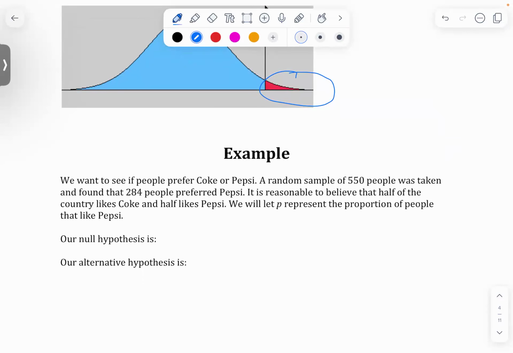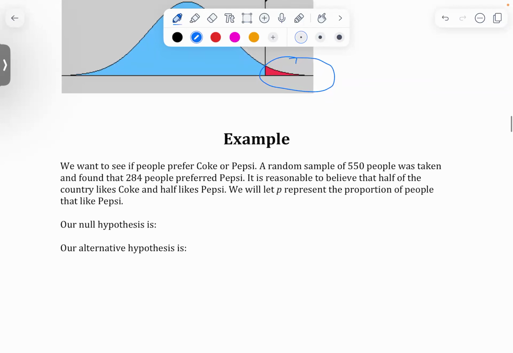So let's look at an example. We want to see if people prefer Coke or Pepsi. A random sample of 550 people was taken and found 284 preferred Pepsi. It is reasonable to believe that half the country likes Coke and half likes Pepsi. We will let P represent the proportion of people that like Pepsi.